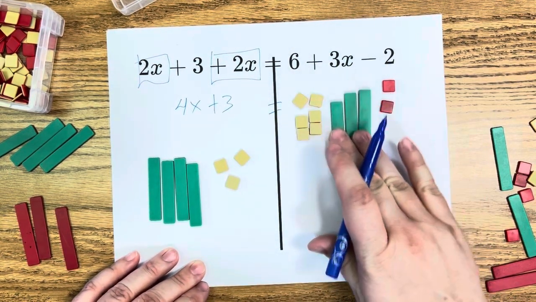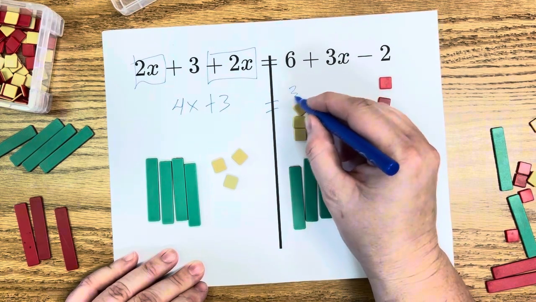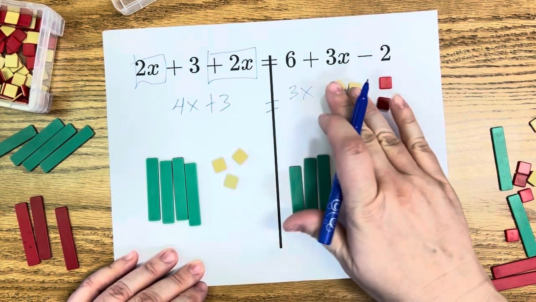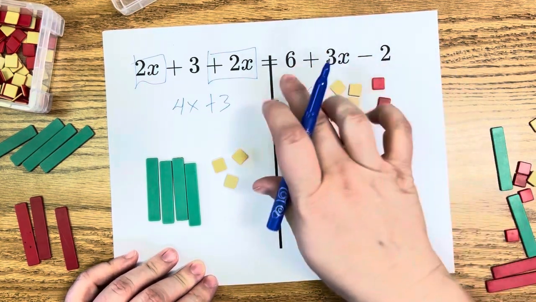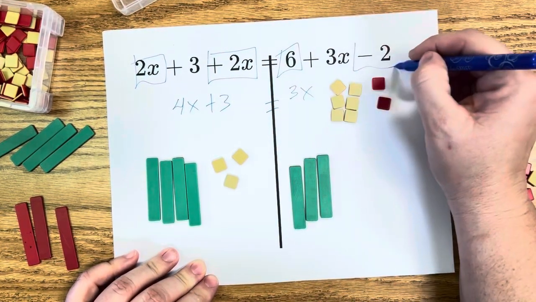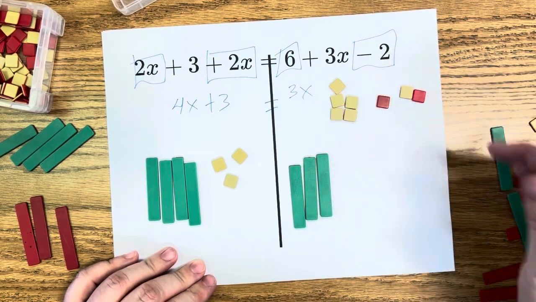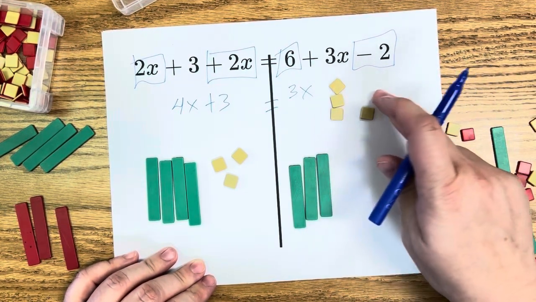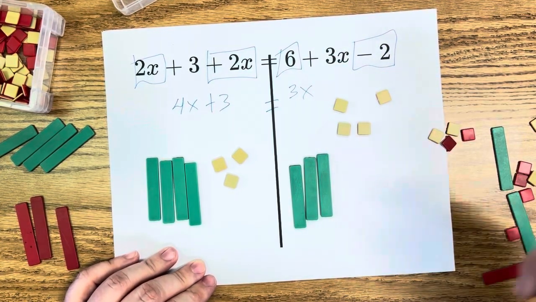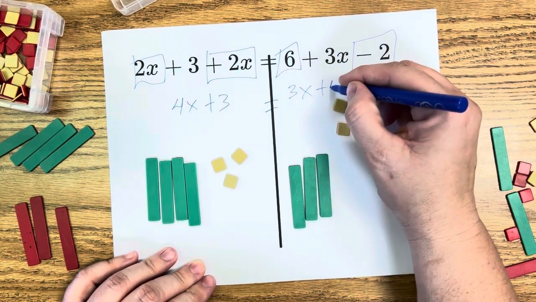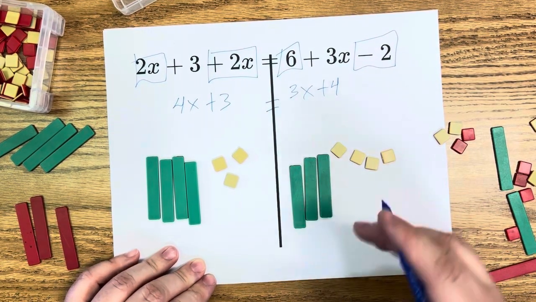Over here, I only have 3 x's, but what's going on with my 1s? I can make some zero pairs here. Okay, I can combine my 6 minus 2. I think we all know what 6 minus 2 is, but let's take away our zero pairs. There's 1 zero pair, there's another zero pair, and I'm left with 4 1s. So plus 4. That's our 6 minus 2 to leave us 4.